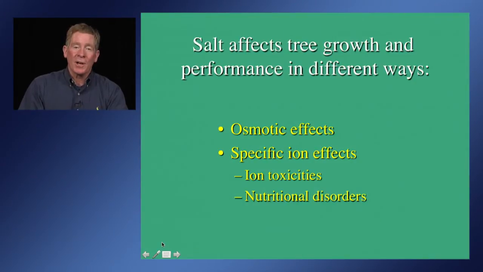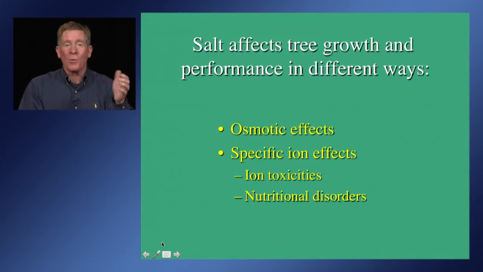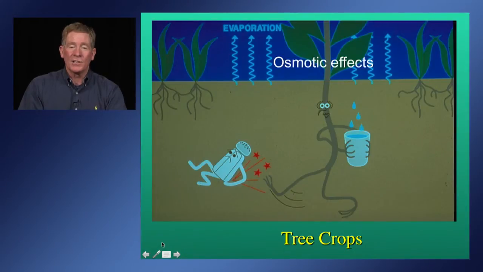Now, salt affects tree crops and performs in different ways. The two general ways it affects them are called osmotic effects and specific ion effects. Specific ion effects can be broken into two different components. One is where the specific ions in the irrigation water or the soil water are high enough to actually produce ion toxicities in the crop. The other is more subtle. Generally, it's nutritional disorders, where the ratio of different ions in the solution is such that it can produce ion deficiencies.